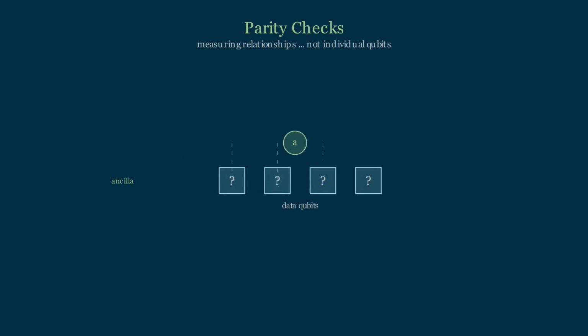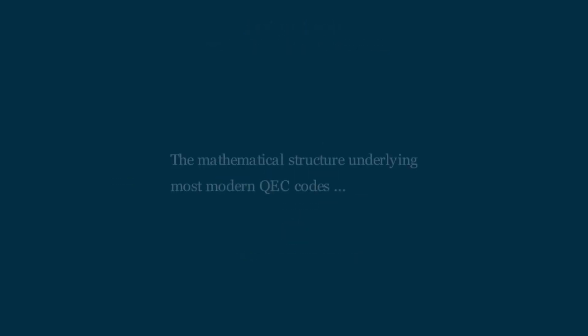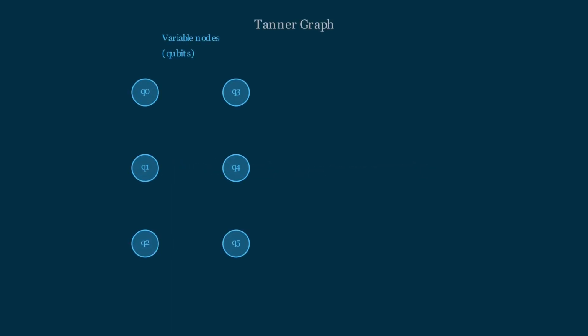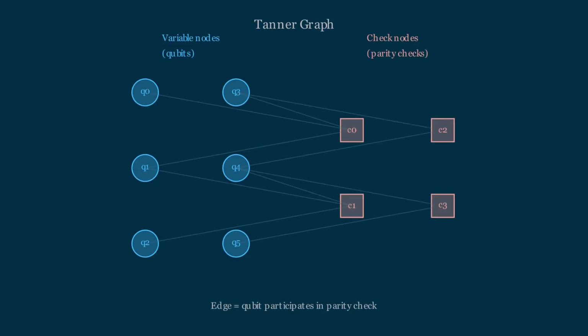You measure not the qubits themselves, but relationships between qubits, parity checks. The mathematical structure underlying most modern quantum error correcting codes is called a Tanner graph. It is a bipartite graph, 2 types of nodes. On one side, variable nodes representing the physical qubits. On the other side, check nodes representing the parity checks. An edge between a qubit node and a check node means this qubit participates in this parity check.